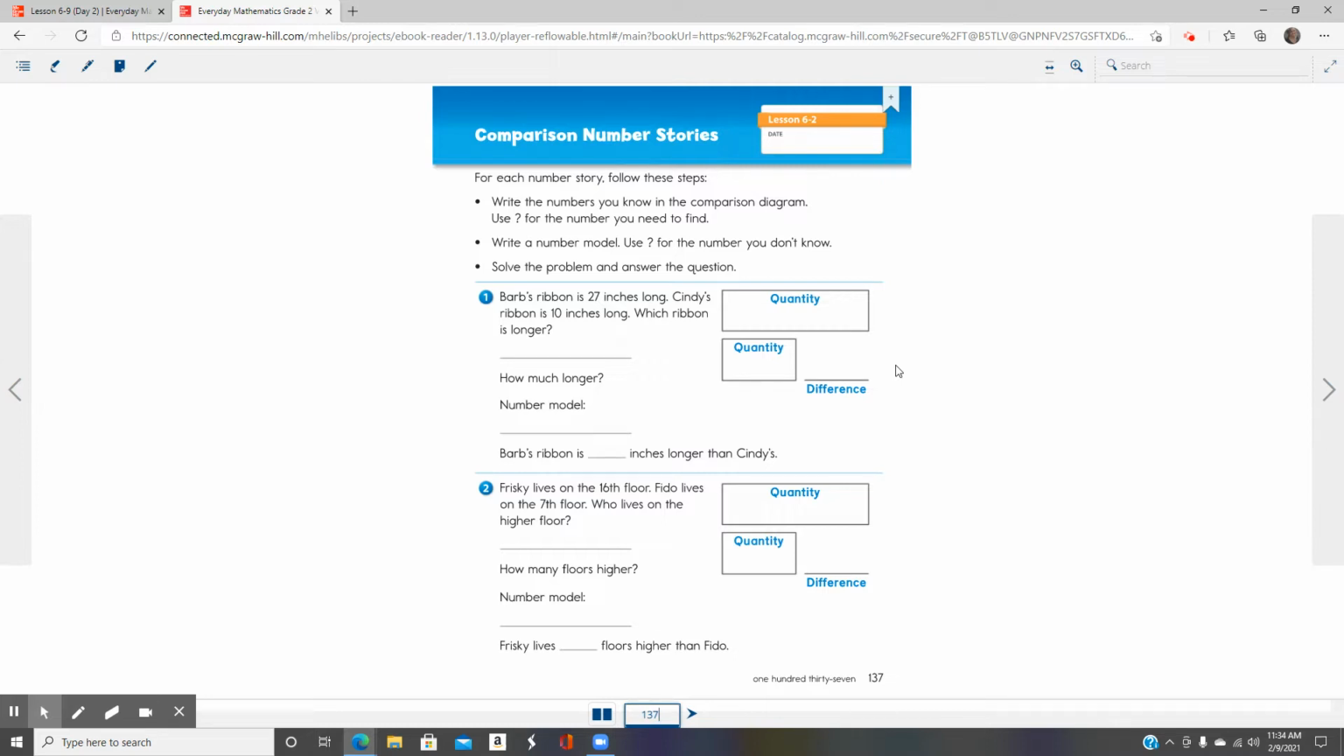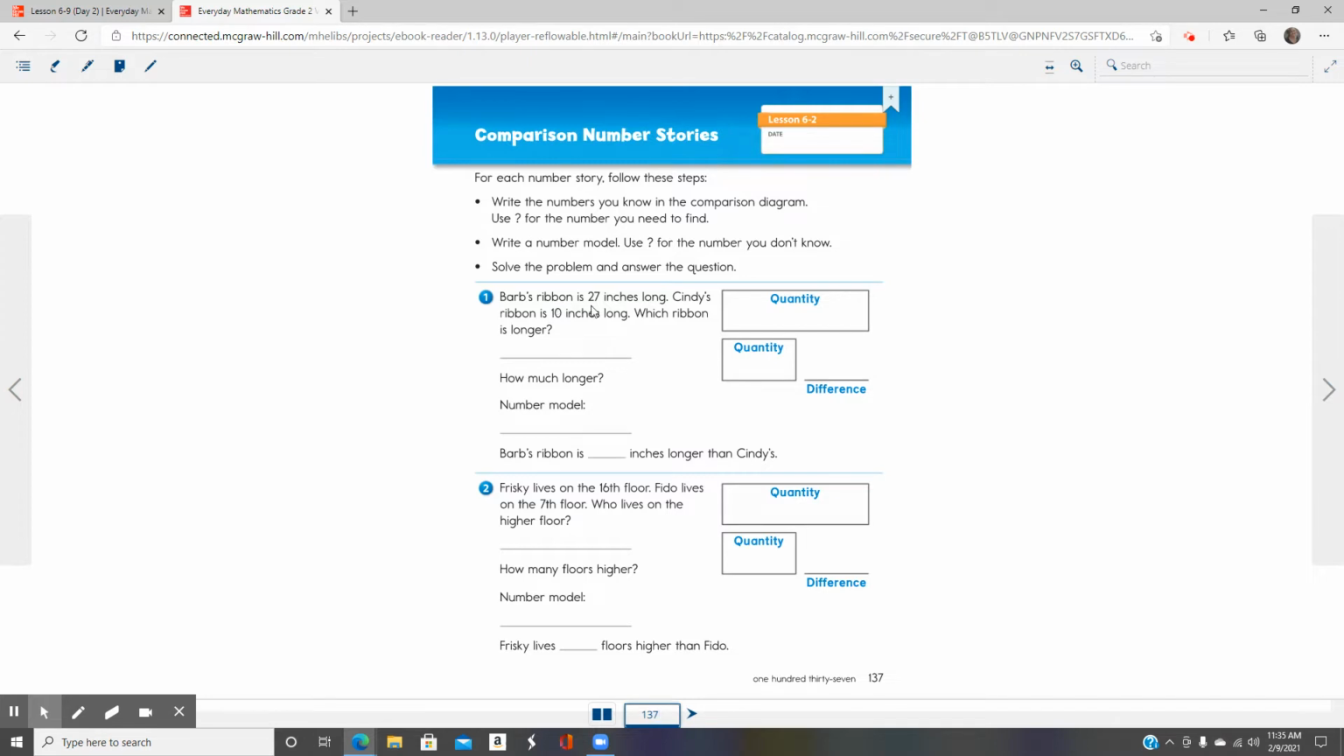So what we're going to do is read some word problems, and then we're going to fill in parts of the comparison diagram that we know by getting data or information from the word problem. And then we're going to use a number model to figure out how to complete the diagram. So let's get started. I'm going to start with this word problem, number 1.